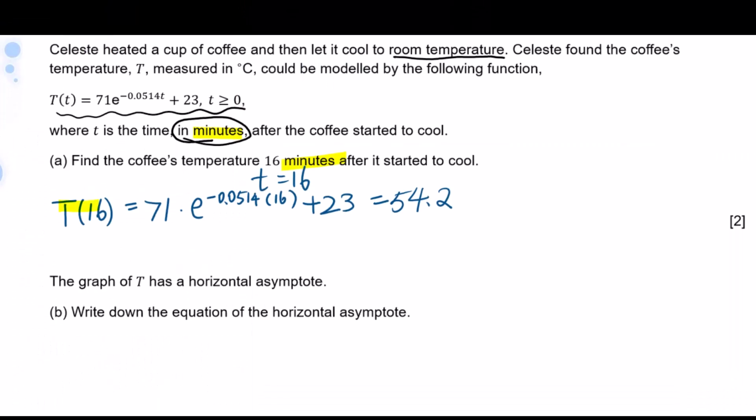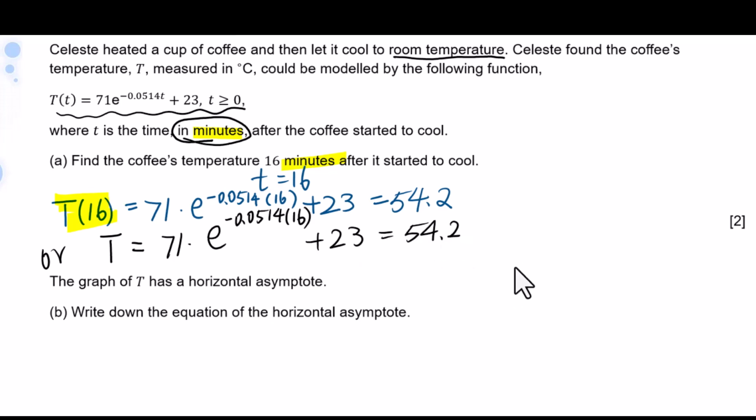For this T of 16, if you are not good at this function notation, you can just write down T equals 71 times e to the negative 0.0514 times 16th power plus 23 equals 54.2.